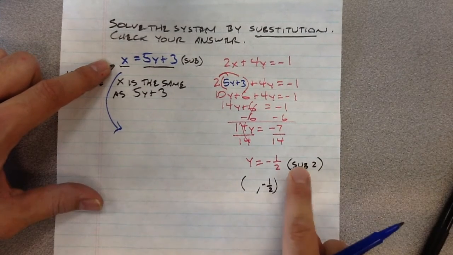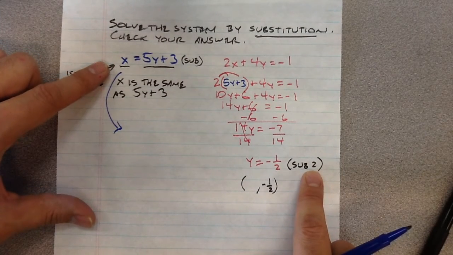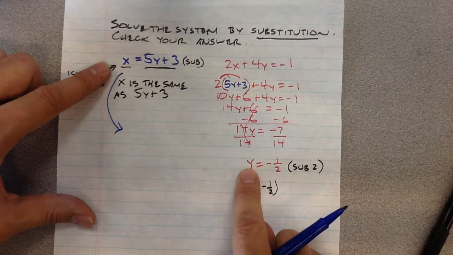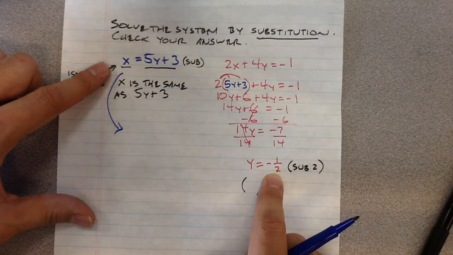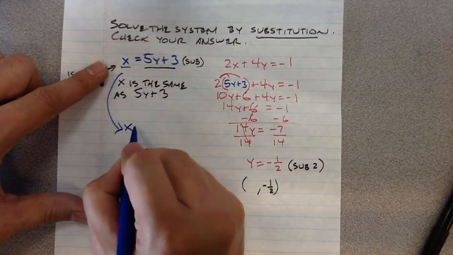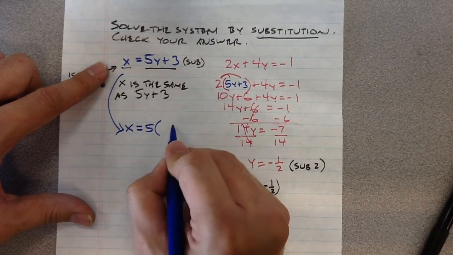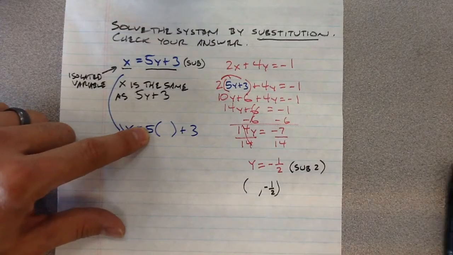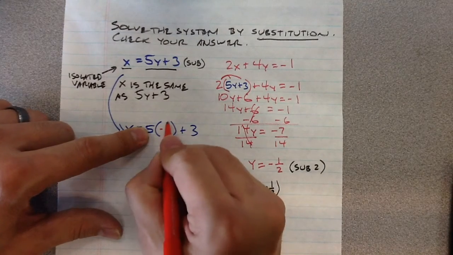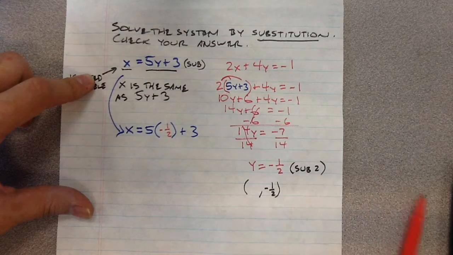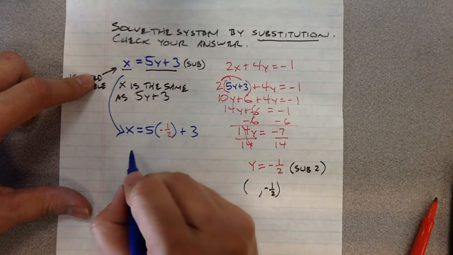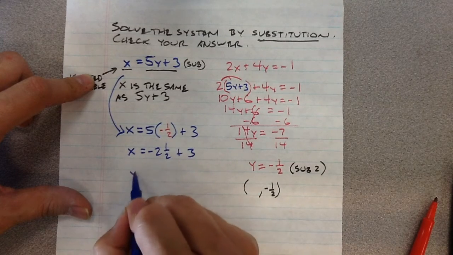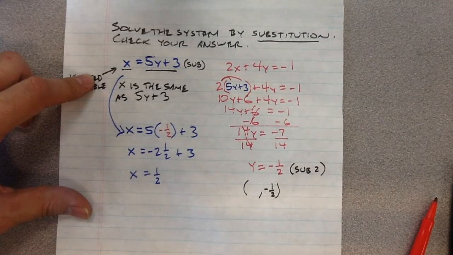And again, I'm going to do what substitution number 2 is telling me to do. It's telling me that y is equivalent to negative 1/2, and so everywhere I see y, I'm going to swap it out, and I'm going to swap in negative 1/2. So over here in blue, I'm going to put x equals 5 times blank plus 3. We're swapping out y, and in its place, we're putting what y is equal to, negative 1/2. If we do the math, 5 times negative 1/2 would be negative 2.5. And then negative 2.5 plus 3 is positive 1/2.